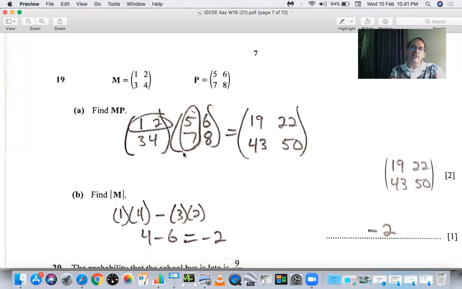Then second row, first column, 3 times 5 is 15, 4 times 7 is 28. 15 plus 28 is your 43. That's second row, first column is the 43. And then for second row, second column, 3 times 6 is 18, 4 times 8 is 32, 18 plus 32 is 50. So those are the 4 elements of your matrix multiplication of MP: 19, 22, 43, and 50.